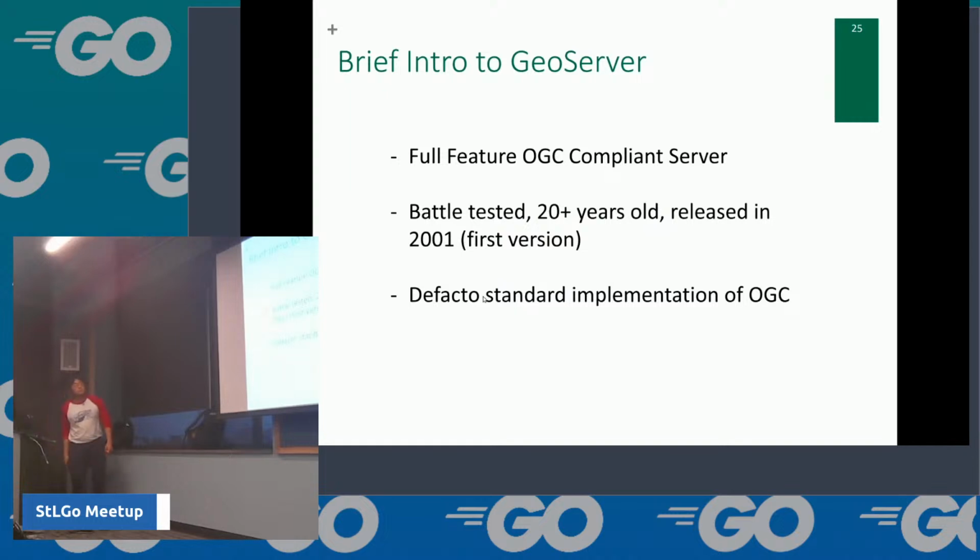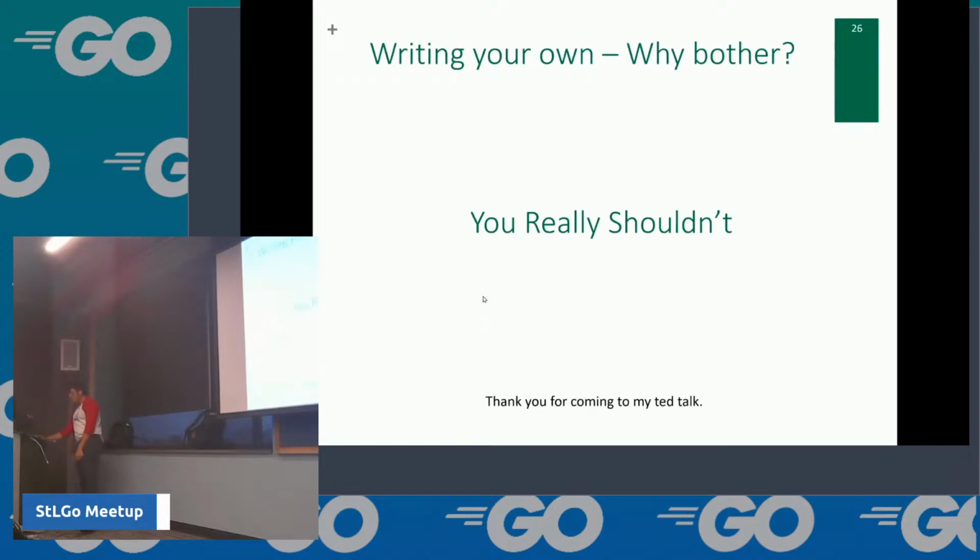And it's 20 plus years old. Right now we are version 2. Version 3 is going to be released pretty soon. And so the question is, with something like GeoServer that's out, why should you write your own? Well, you honestly really shouldn't, because if a tool exists and you're not using that tool, there's probably a gap in your knowledge that you should address.